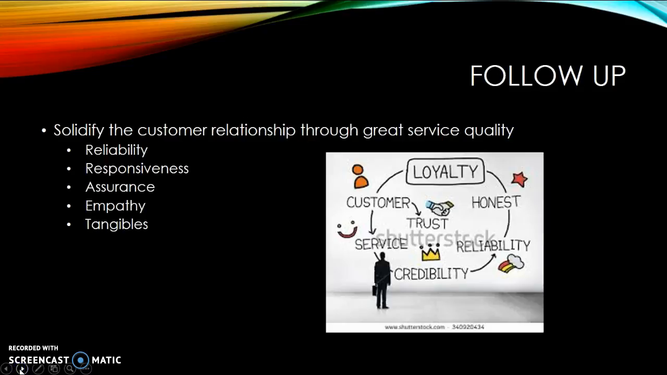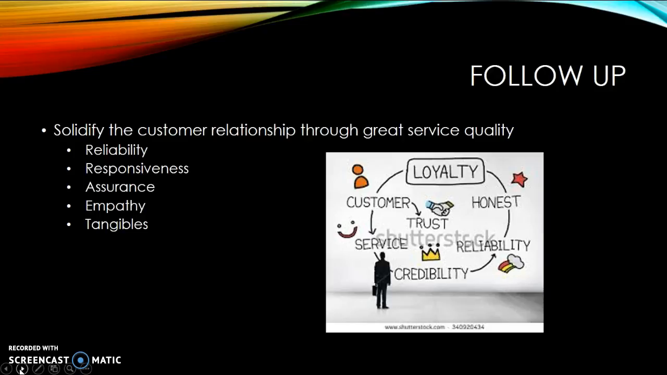And the last step is the follow-up. Now, after you close the sale and you create a relationship, you want to make sure this relationship is for a long time. This is when you solidify the customer relationship through great service quality. You don't just get them for the sale, and once you finally got them in, you just dish them off to the side and try to get somebody else new.